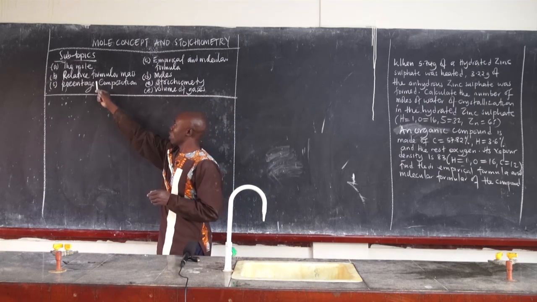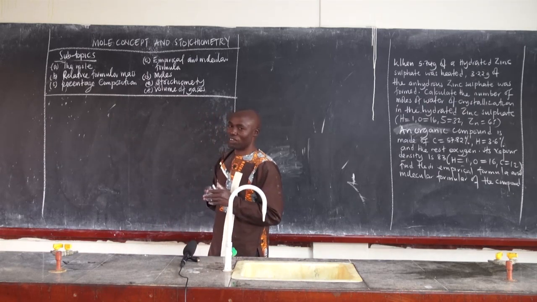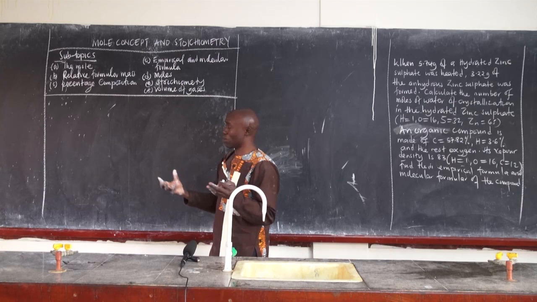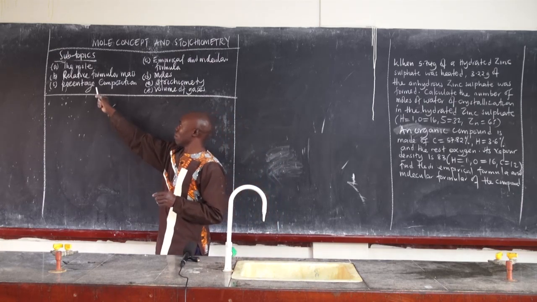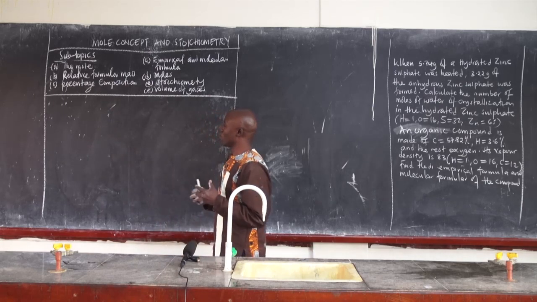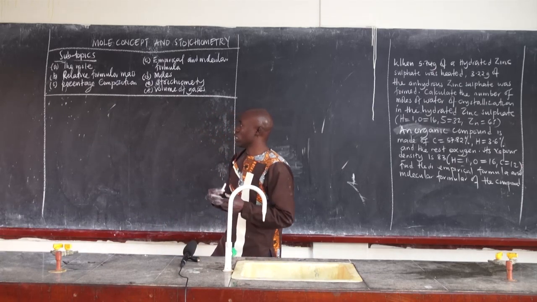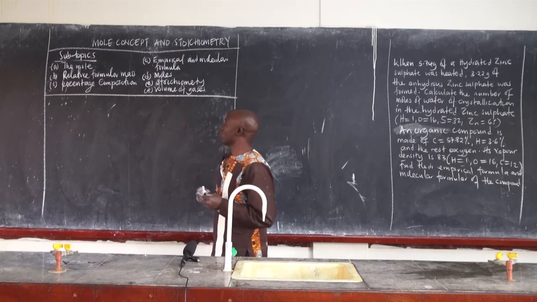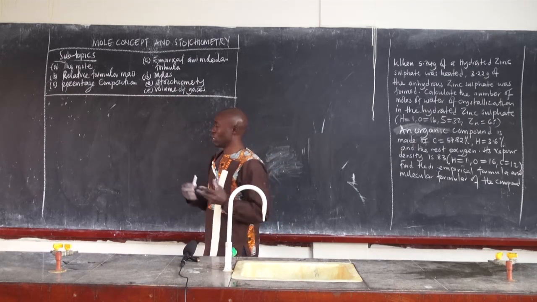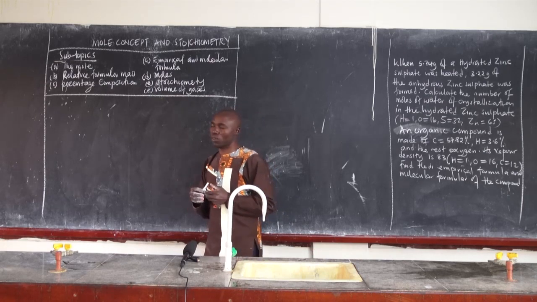Then I'll also look at relative formula mass. How do you get the relative formula mass? Of course, it comes from the word formula, so that will refer to a compound. Then look at what we call percentage composition. How do you get percentage composition? Then empirical formula and molecular formula. Then we dive into how you find the moles.